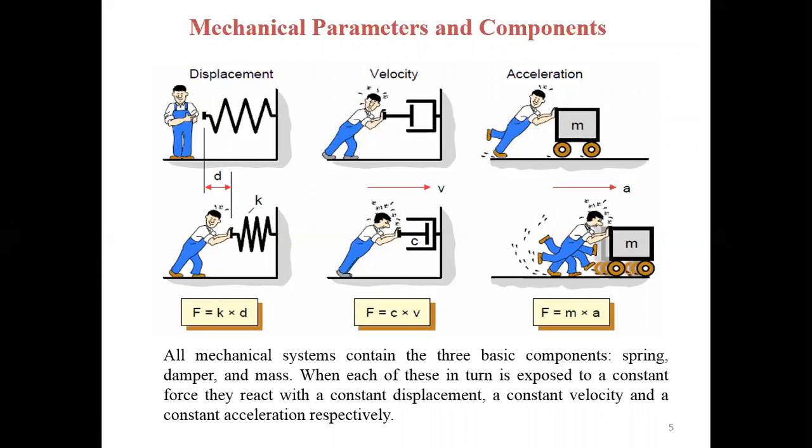All mechanical systems contain three basic components: the spring, damper, and mass. In mechanical vibratory systems, there are three main parts. First is the spring, second is the damper, and third is the mass. Right? When each of these is in turn exposed to a constant force, they react with constant displacement, constant velocity, and constant acceleration respectively.